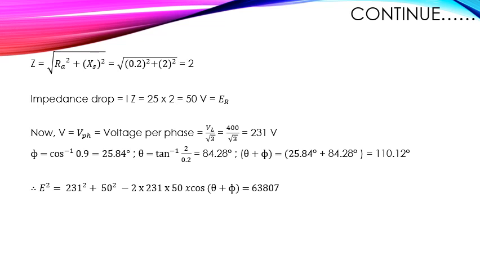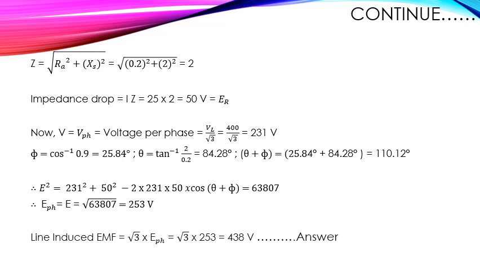So according to that, the induced EMF E square is equal to 231 square plus 50 square minus 2 into V, which is 231, multiplied by ER, which is 50, and cos of theta plus phi. So the answer is 63807. Now take the root of that, then the induced EMF is 253 volts. Then to calculate the line induced EMF, multiply by root 3, then that is 438 volts. So it is the answer.